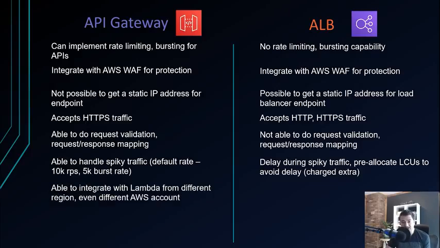Next, API Gateway is able to integrate with Lambda. I'm just showing it for one service. It is able to integrate with Lambda from a different region, even different AWS accounts. So if you have your Lambda in a different AWS account, but your API Gateway in another account, your API will be able to integrate with that Lambda. ALB is a regional service. So even within an account, ALB can only talk to the backend services, let's say Lambda or EC2, running within that region. You won't be able to go cross region and cross account.